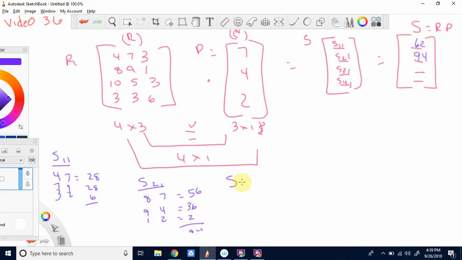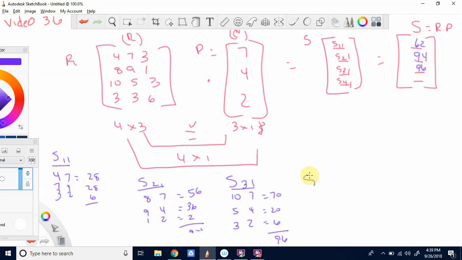And then we're going to do S31, so row 3: 10, 5, 3, and then we only have one column, 7, 4, 2. So it's going to be 70, 26, 70, 96. So we have 96 points here.